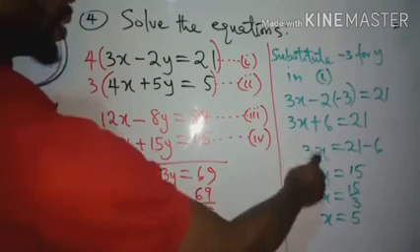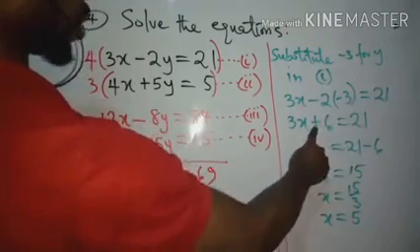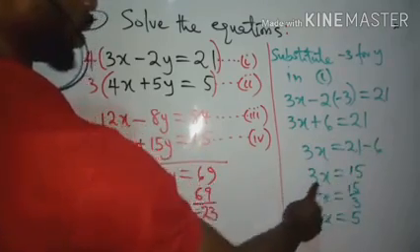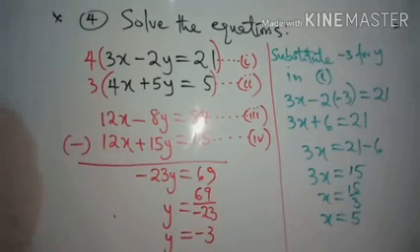I collect my like terms. This is 3x. Move this one there. When it's moving to the other side, it becomes negative. So this gives you 15. So you divide both sides by 3, and you get x equals 5.